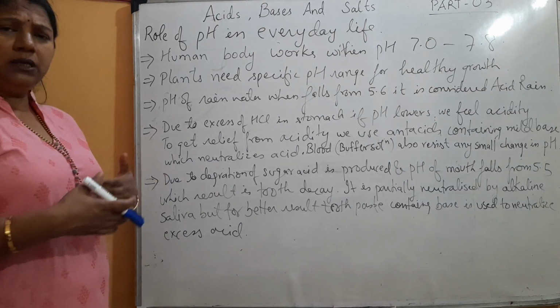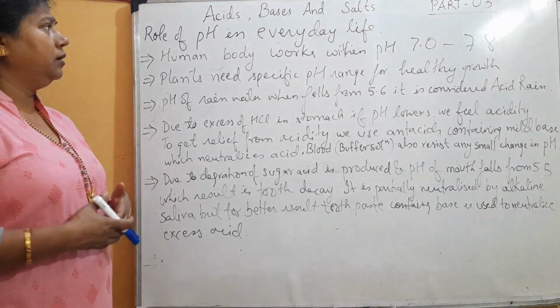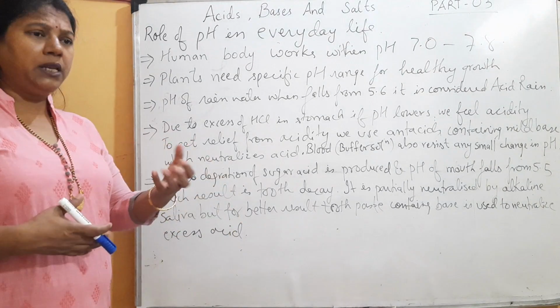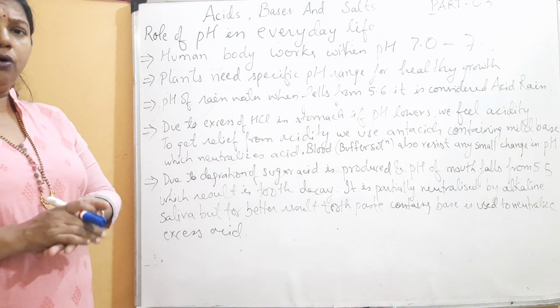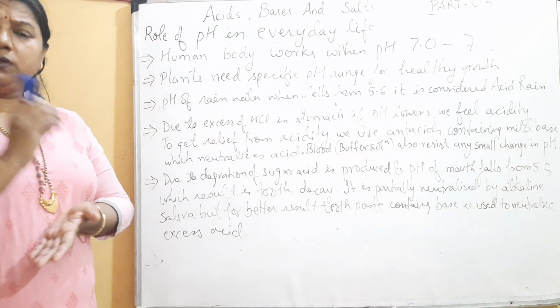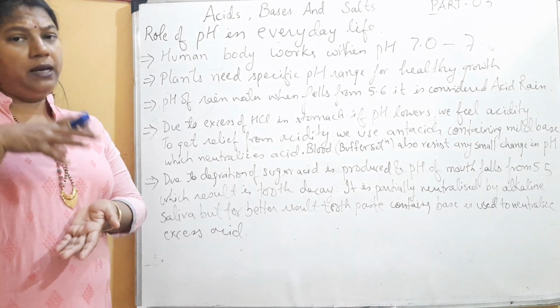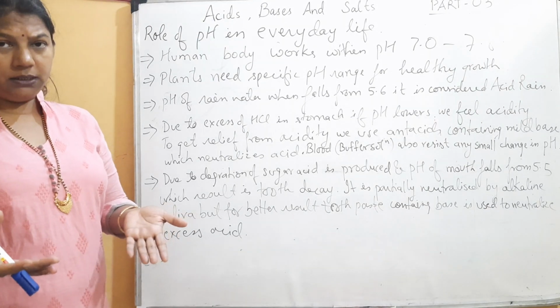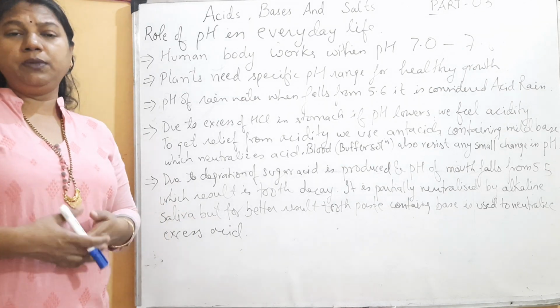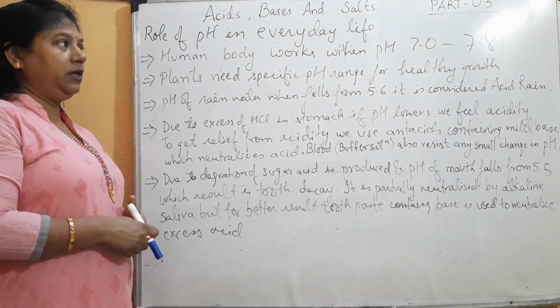There are some more examples of pH. You can quote examples like tarnishing of copper, the deposition of copper oxide, which is basic, and when we apply lemon to it, it can be cleaned. So there are some more examples of pH in our everyday life.